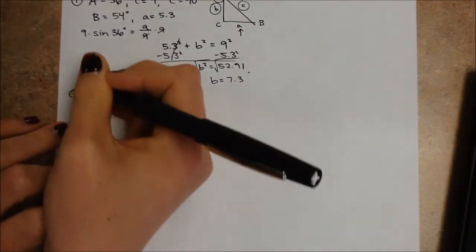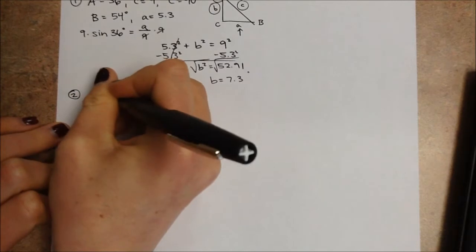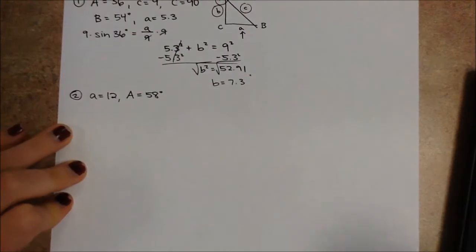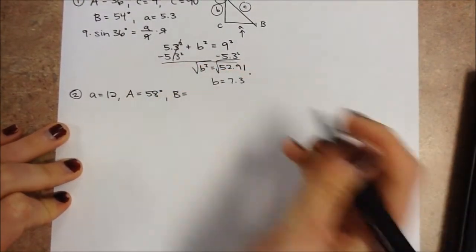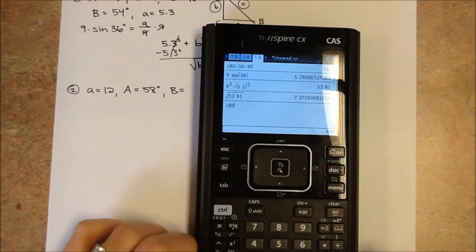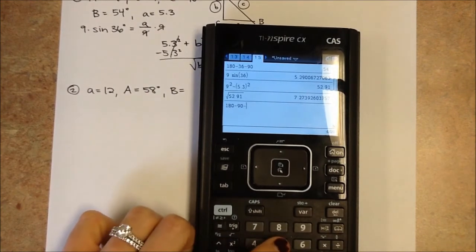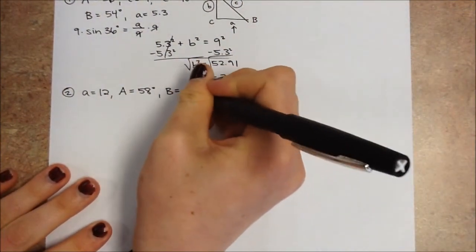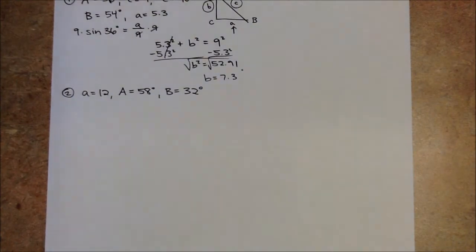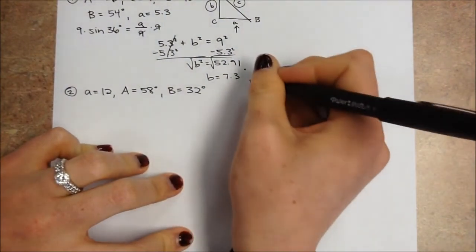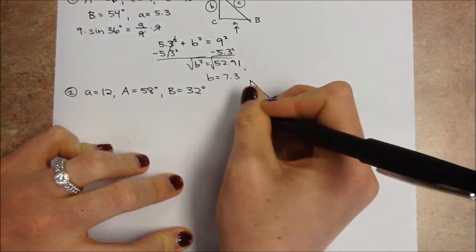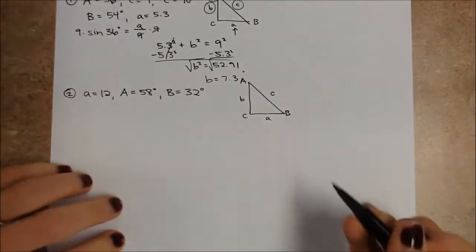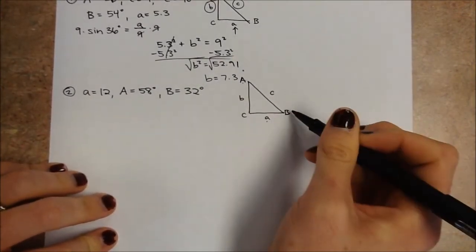Okay, so number 2. We are given A equals 12 and angle A equals 58. So we can again find the last angle by subtracting from 180. We subtract away angle C because it's a right angle, and we subtract away angle A, and that leaves us with 32 degrees. Now I'll get this sketch in again: C, B, A, and then A, B, C.